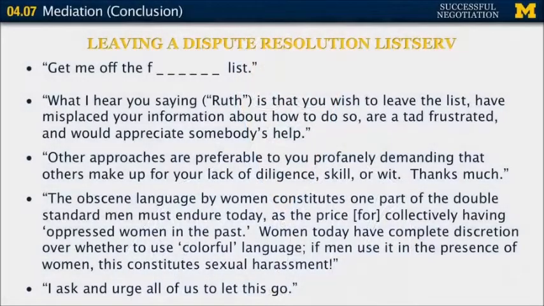However, a while ago, one of the mediators on this listserv lobbed a hand grenade into the listserv. This is what this person's message said. Get me off the effing list. Now, for those of you outside the United States, I'm not sure if you understand the word effing, but it's not a polite word to use.